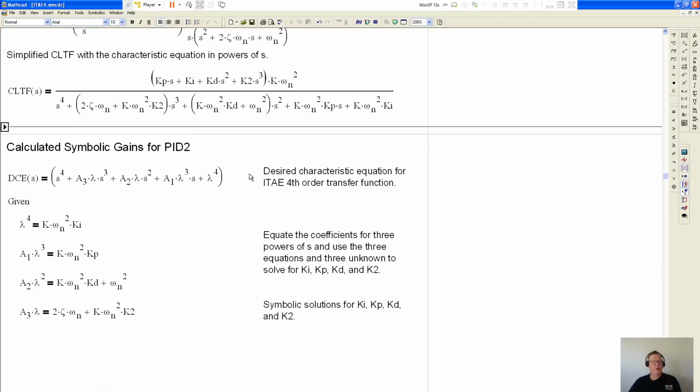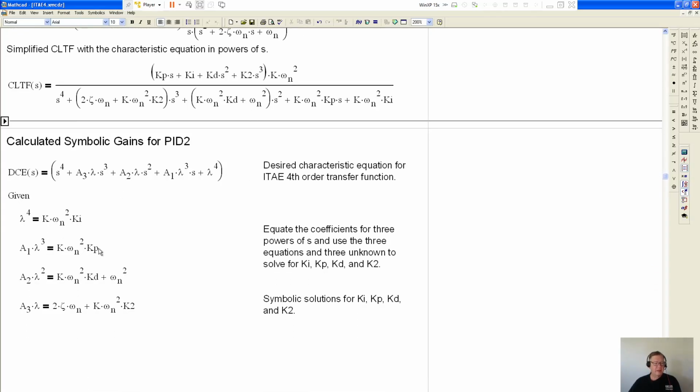And what we're trying to do is we need to match the powers of S. So this is my desired closed loop characteristic equation, DCE. And you can see I've got my 3 constants here. A0 is assumed to be 1, so I left it out. What we need to do is match the coefficients for the powers of S. So this is the 0 power of S, and this has got to be equal to this.